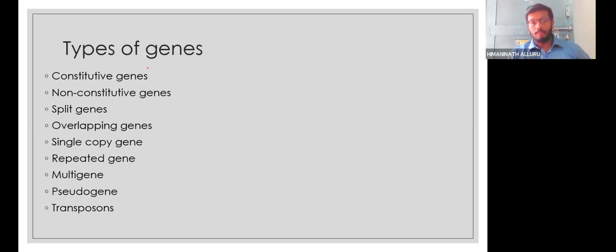Single copy gene. Only one copy of that gene will be there in around 60 to 70% of the chromosome.